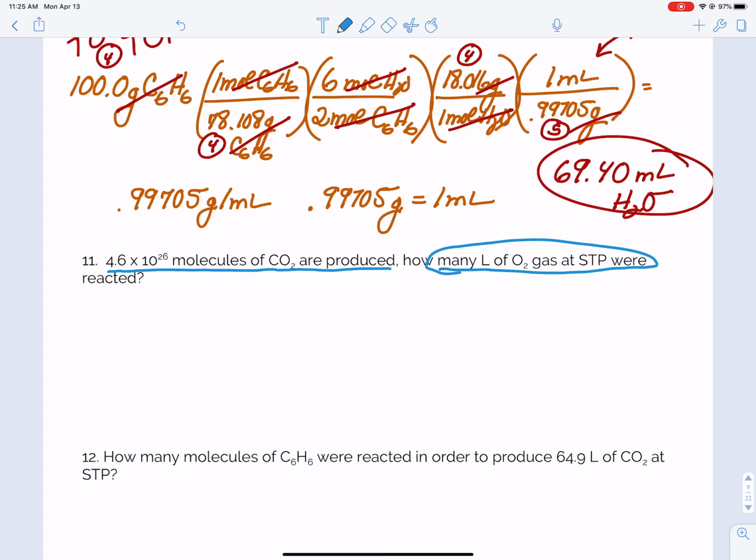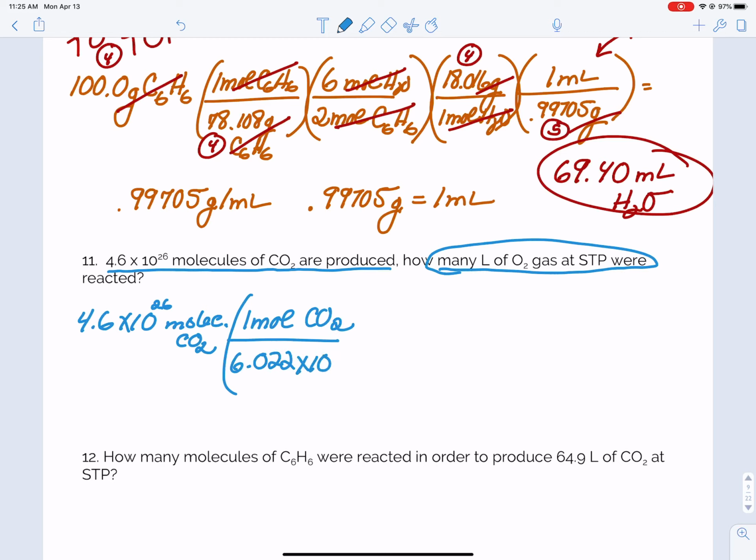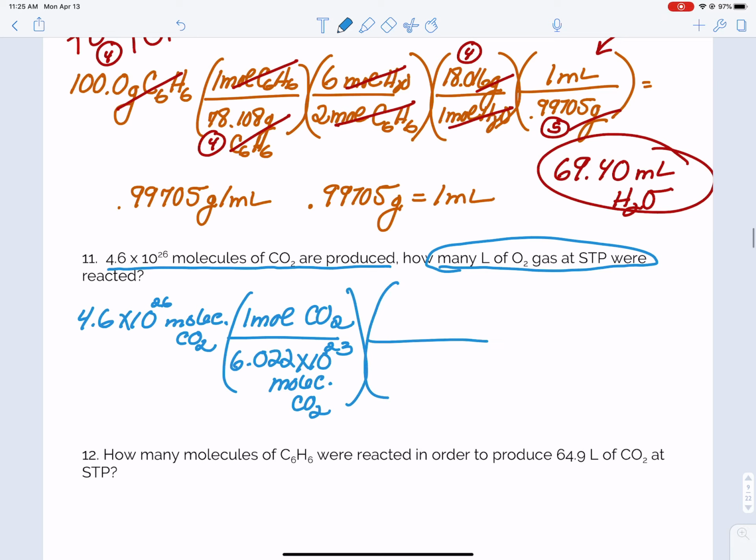So I'm doing these problems exactly the same way. 4.6 times 10 to the positive 26 molecules of CO2. I take the clue that's given to me and I put it out front, and then I always convert to moles. 1 mole of carbon dioxide is going to be equal to 6.022 times 10 to the 23rd molecules of carbon dioxide, Avogadro's number.